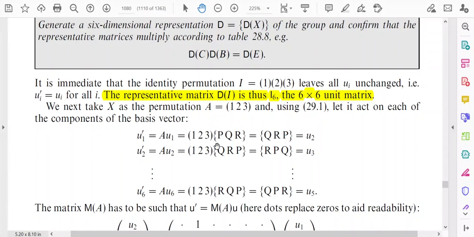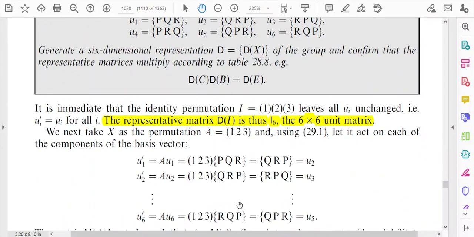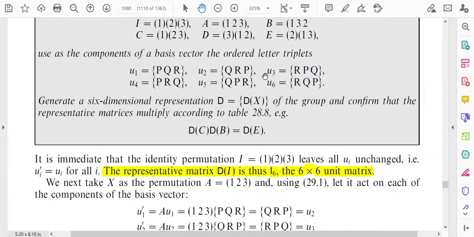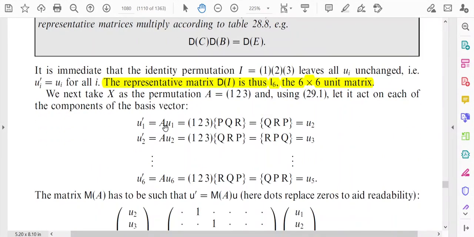Suppose you take the next element A is 1 2 3. So we are taking the next element A equal to 1 2 3, and we will observe the effect of the operation of A on each of the basis vectors. So we will write it this way: u1 prime is equal to A into u1. A means 1 2 3 and u1 is given here, with each of the components u1, u2, u3. So A into u1 will be 1 2 3 operating on PQR.